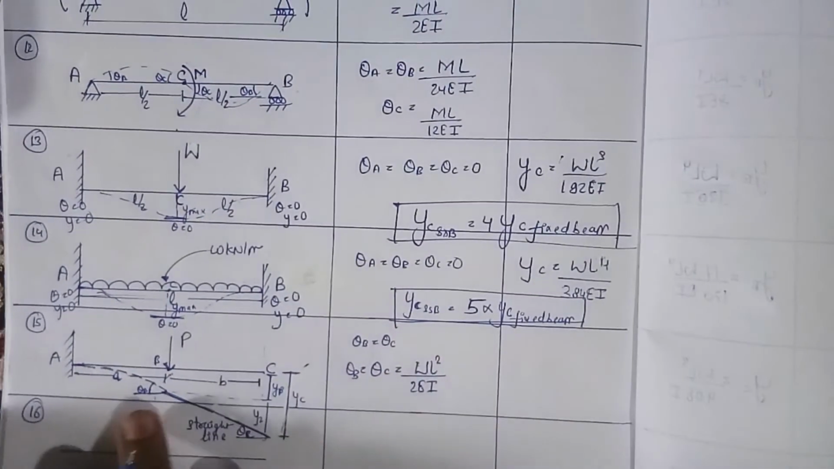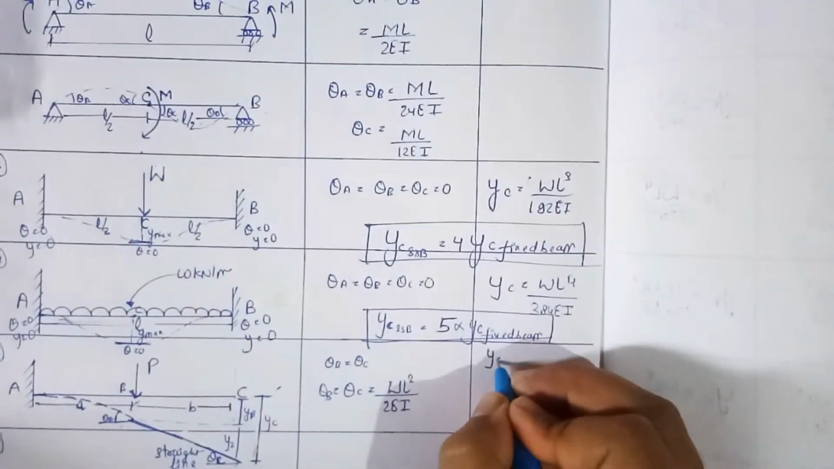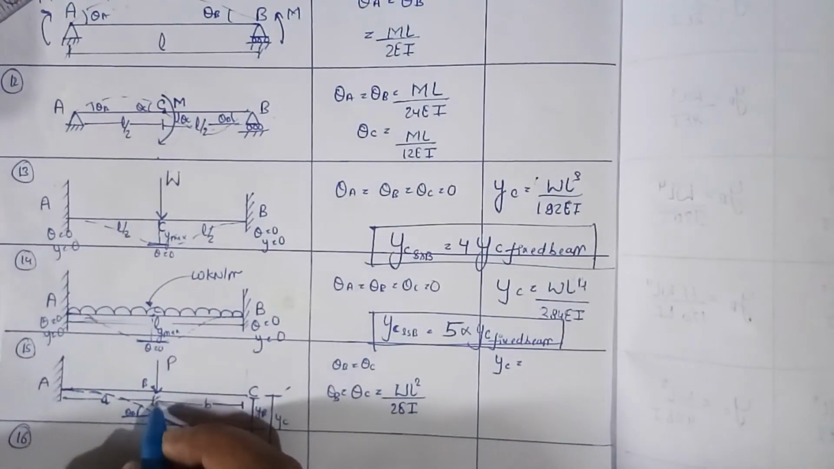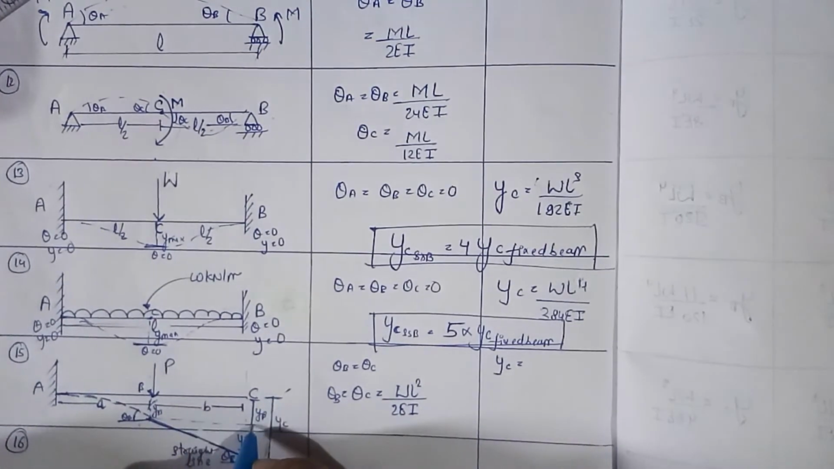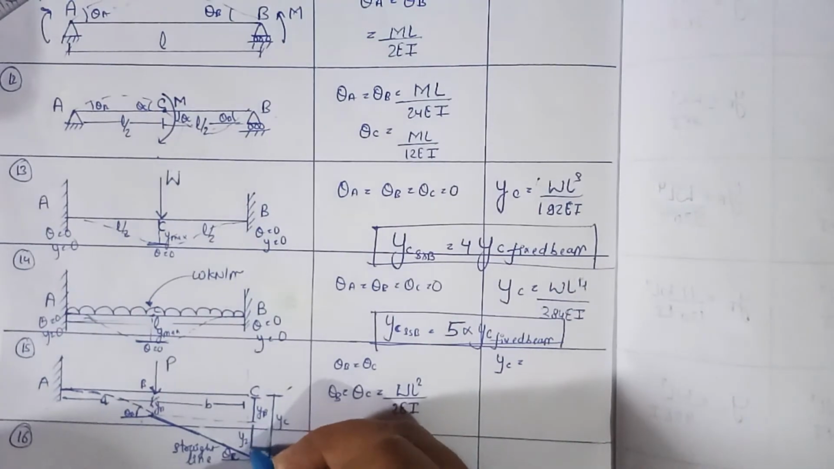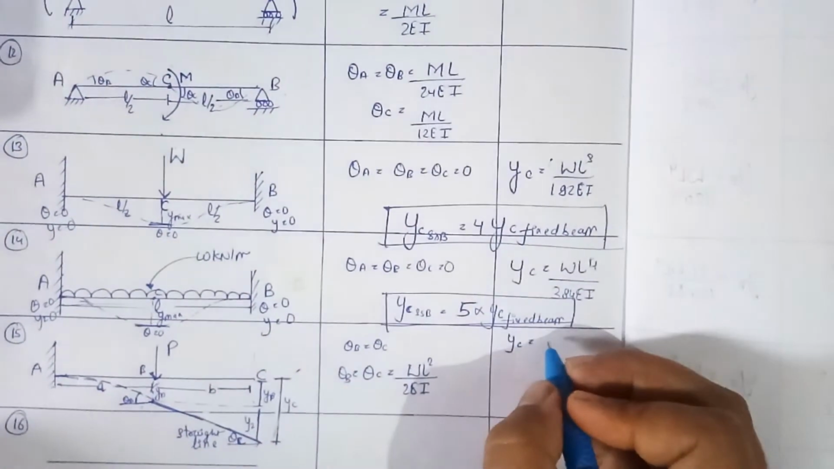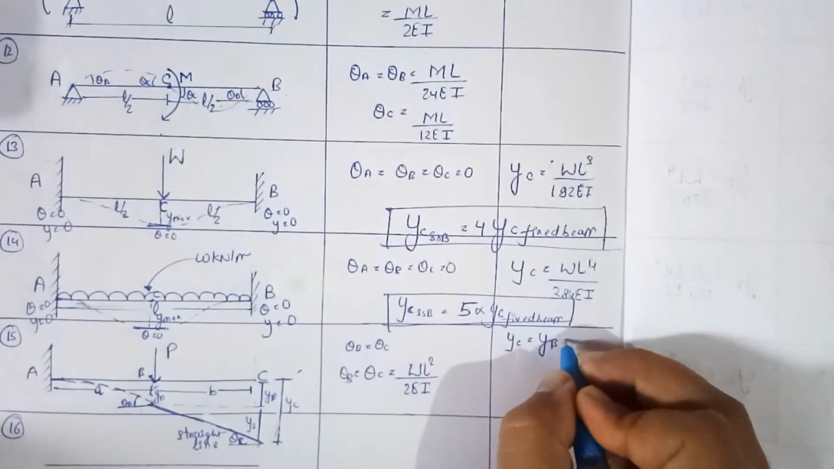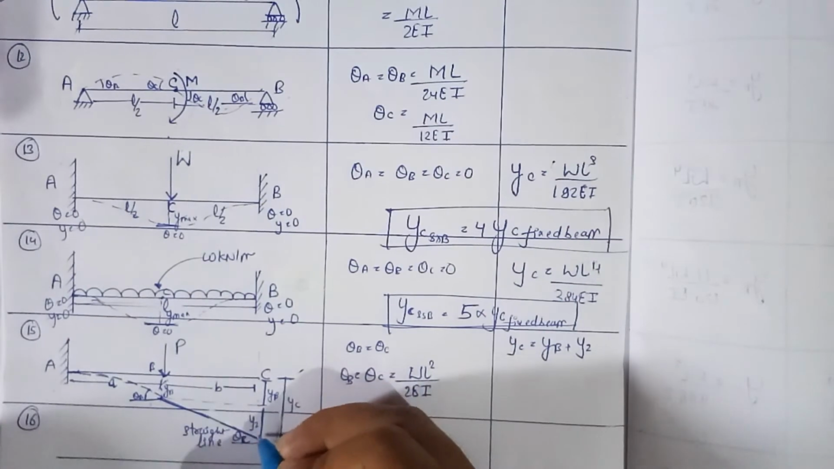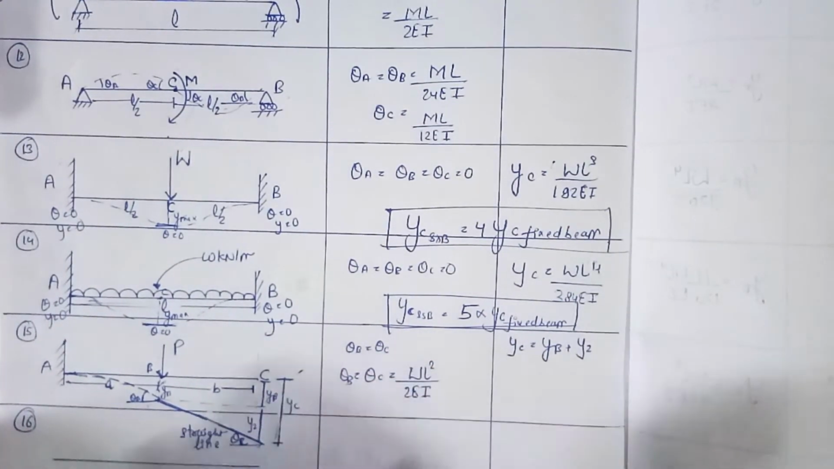And if the question asks you to find the deflection at C, what you can do is this: the deflection at B is YB, and this is the additional deflection, which I have written as Y2. So YC will be equal to YB plus Y2, that is the deflection at B plus the additional deflection. So the deflection at C will be equal to YB plus Y2.